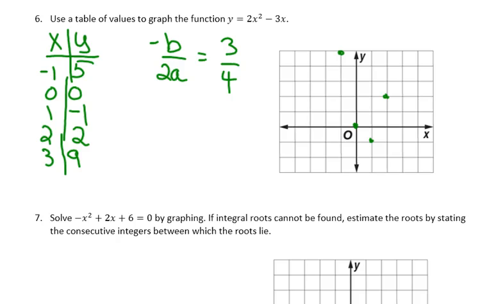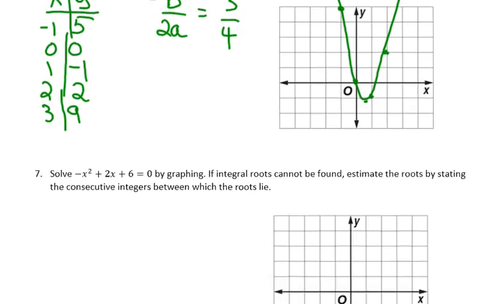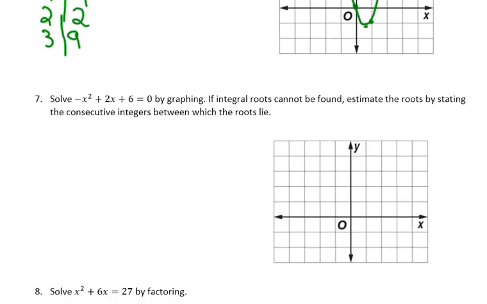So again, my axis of symmetry is going to be somewhere over here. So when I graph this, your turning point should be a little bit to the left of the (-1, 1) point. Okay, solve by graphing and find the integral roots.